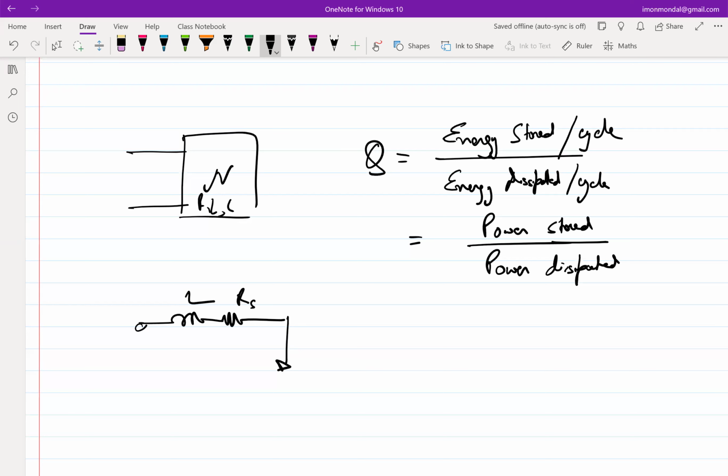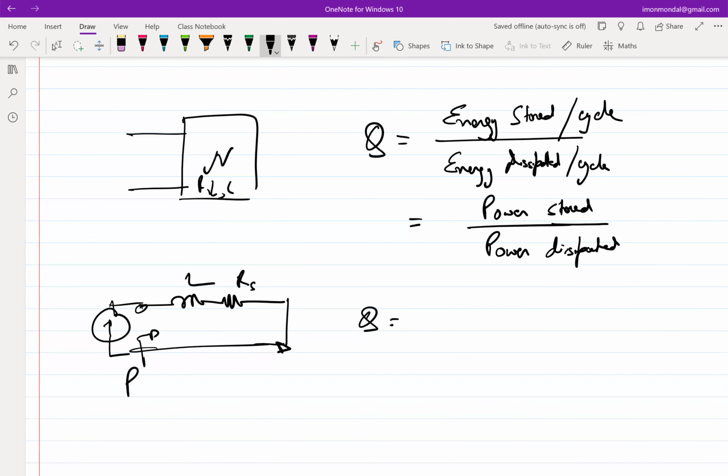So if this is the case, and this is your stuff inside the box, what will be your Q? Q essentially is power stored divided by power dissipated. And what is power? If I put in a current source, power dissipated is I squared times the real part of the impedance that I see. Power stored is I squared times the imaginary part of the impedance that I see, right? So power dissipated is I squared.